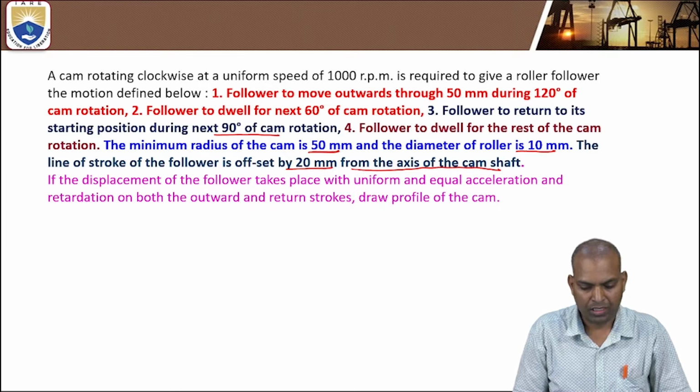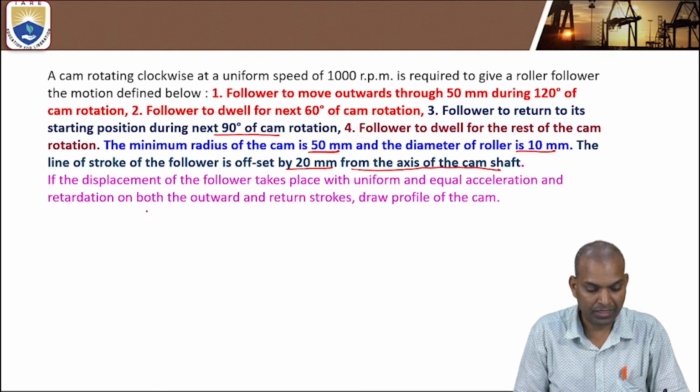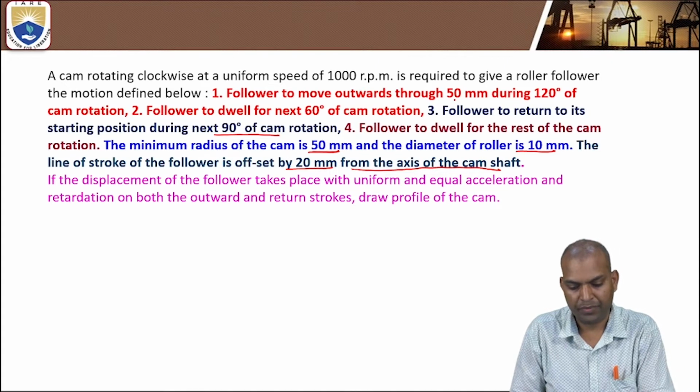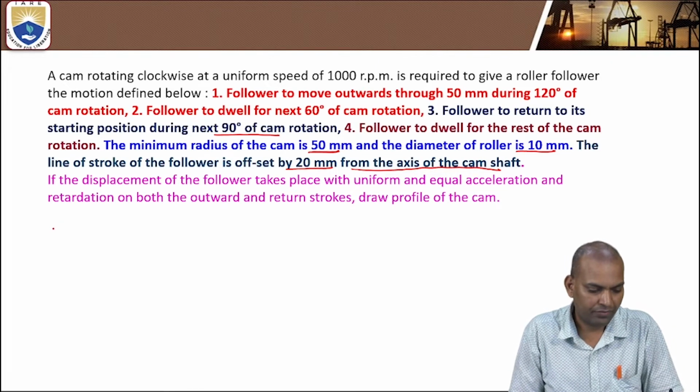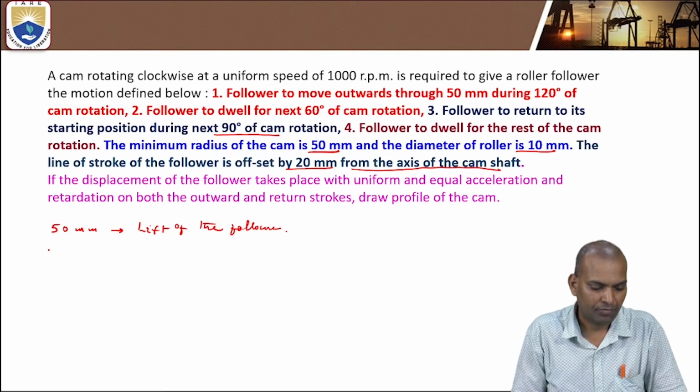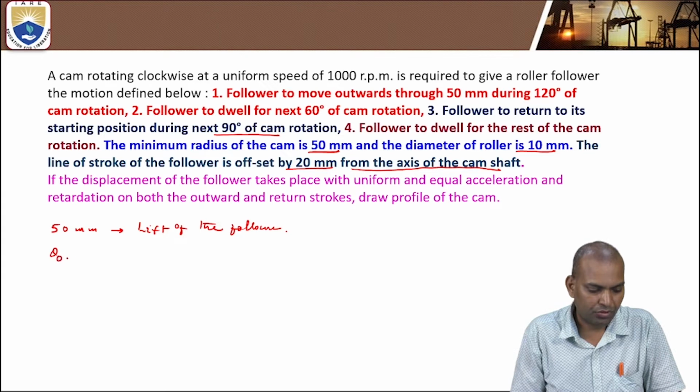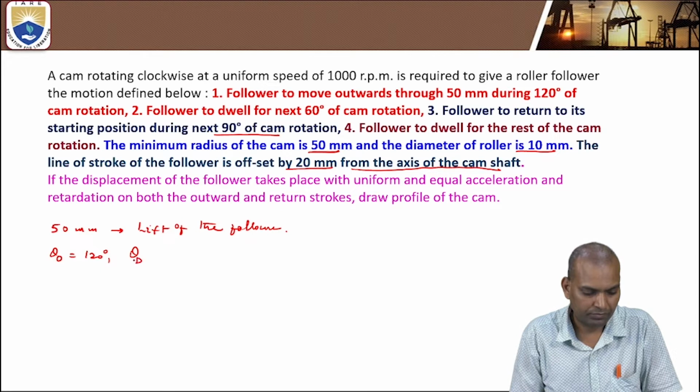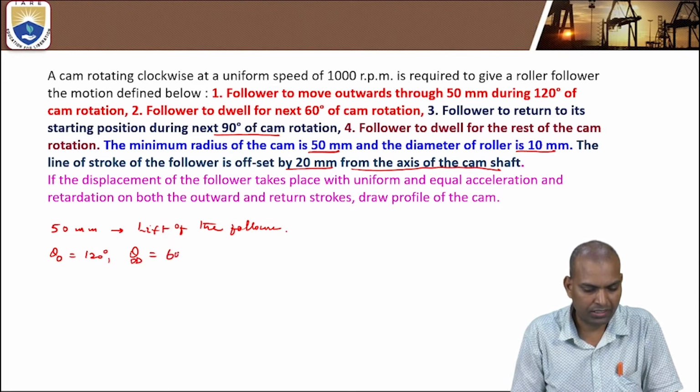Roller follower, and it is very important that it is offset by 20 millimeters. The 50 millimeters is the outstroke, so here 50 millimeters is the lift or stroke of the follower. Theta outward stroke equals 120 degrees, and theta dwell after the outward stroke equals 60 degrees.